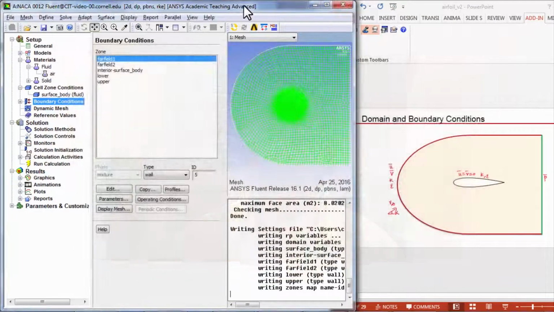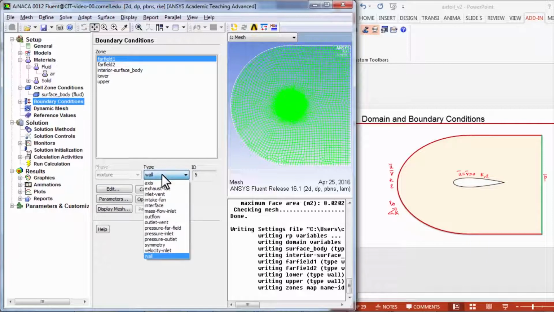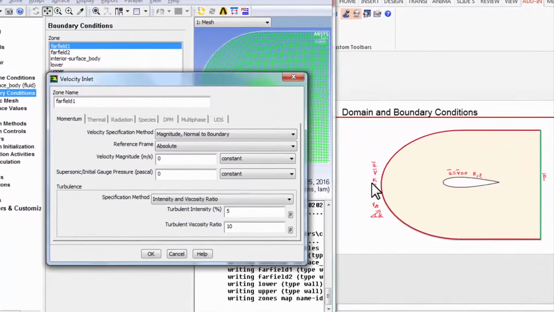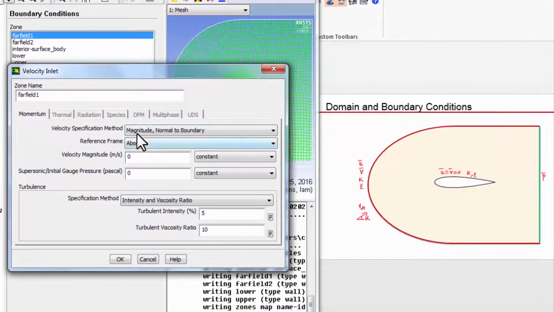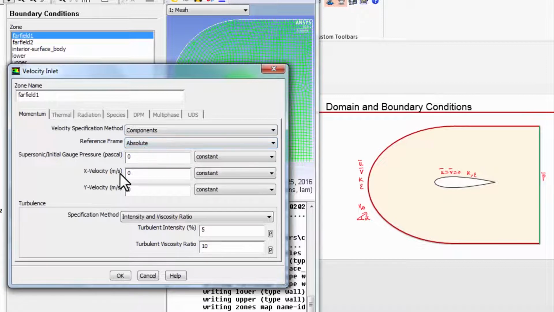Let's next specify the boundary conditions. I'll go into Fluent. So here's a graphic of my boundary conditions. Highlight boundary conditions. Far field one is this boundary. So I have to set it to velocity inlet type, and that'll help me specify velocities there. I'll say velocity specification method components.